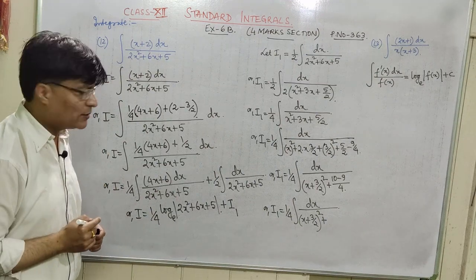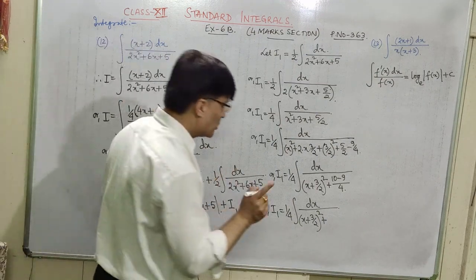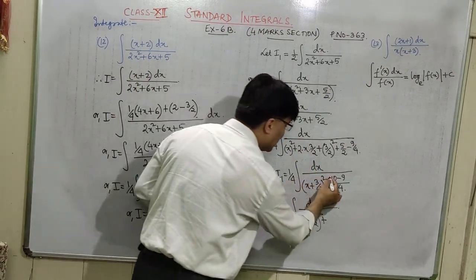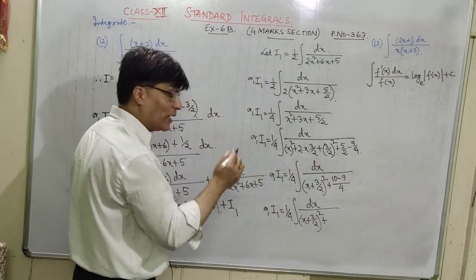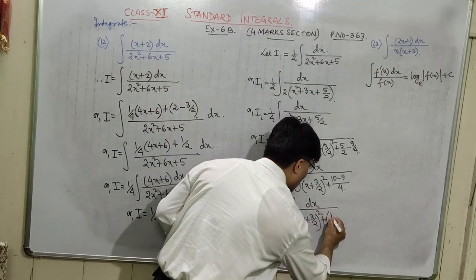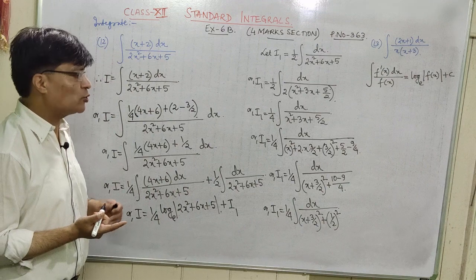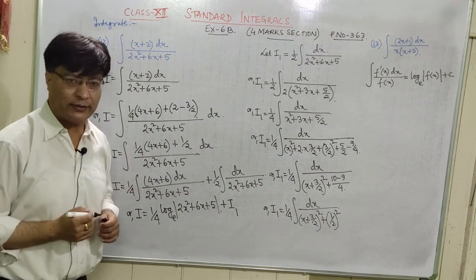So, it is plus, isn't it? Understood? So, next, what is 10 minus 9? It is 1. It is 1/4. 1/4 means half whole square. 1/4 you can write it within whole square. That is your half whole square.